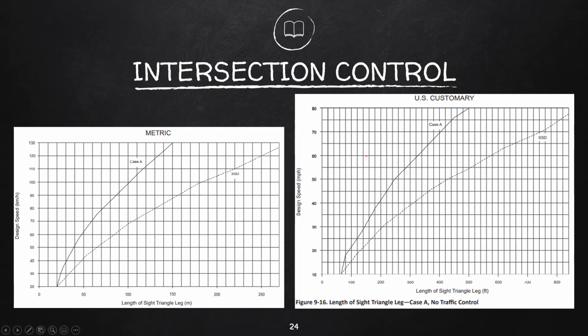So in this portion, you can see here, for case A, or ISD, intersection sight distance legs with no traffic controls, they are shorter as compared with the sight distances. Here is the length of the sight triangle leg, and this is the design speed. So, mas malaki yung sight distances. Okay? Metric and US customary. Figure 9-16.